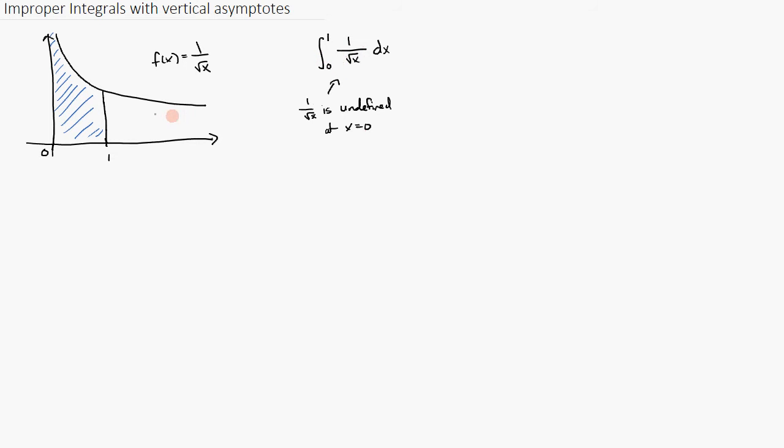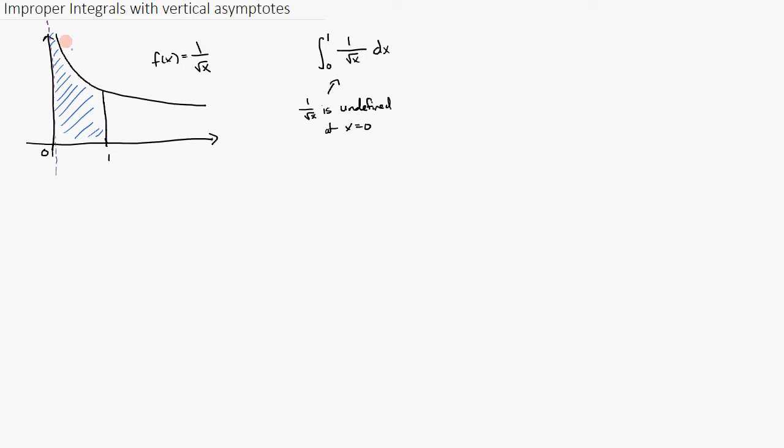Visually, what's happening is the following. This is my function, 1 over square root of x, and in the interval from 0 to 1, at x equals 0, there's a vertical asymptote. And as the integral represents the area of a region, this region extends to infinity vertically. So I'm trying to compute the area of this infinite region here.